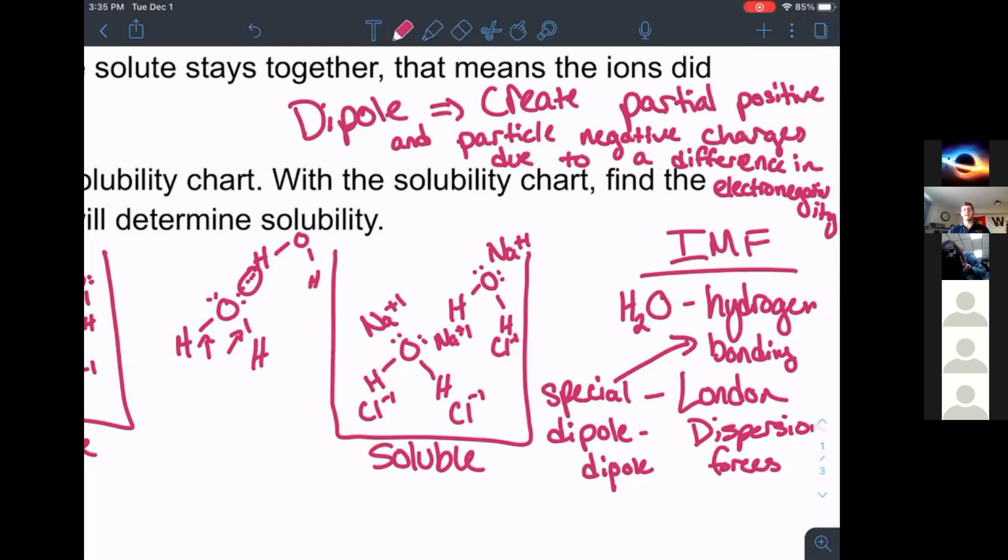So our dipole is that creation of those partial positive and partial negative charges due to that difference in electronegativity. And hydrogen bonding is just a special dipole-dipole interaction, because hydrogen bonding only happens with the most electronegative elements. It only happens with oxygen and hydrogen bonded together, nitrogen and hydrogen bonded together, and fluorine and hydrogen bonded together. The only 3 times you'll see a hydrogen bonding.